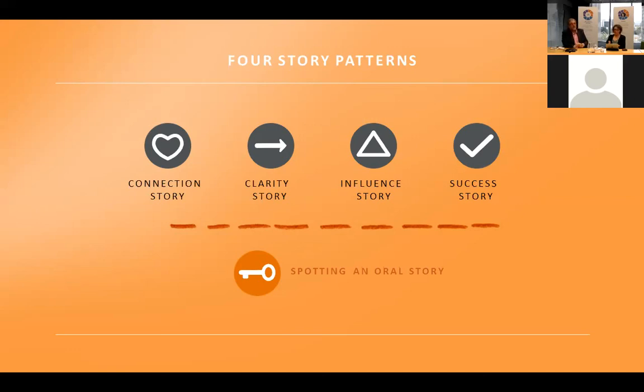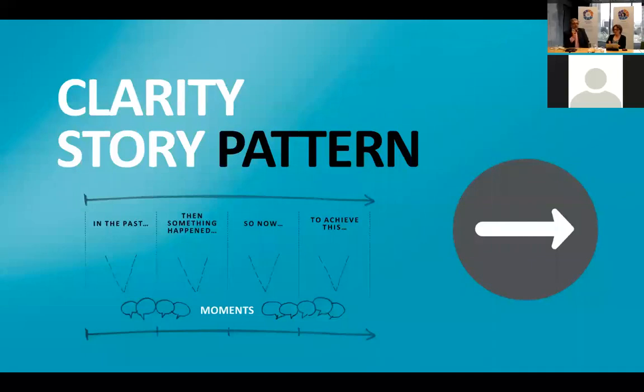And then the success story is around taking case studies and turning them into, you know, more human stories about what a person has done for another person as opposed to what an organisation has done for another organisation. So they're just 4 patterns. There's actually many more patterns, but they're 4 that we teach quite often. And it all sits on the foundation of spotting stories. But let me just quickly take you through the clarity pattern and then I'll show you the last section.